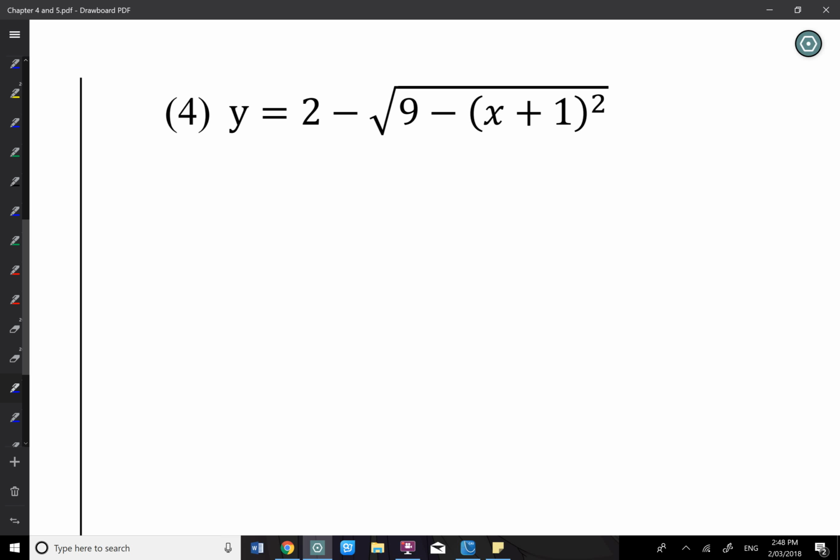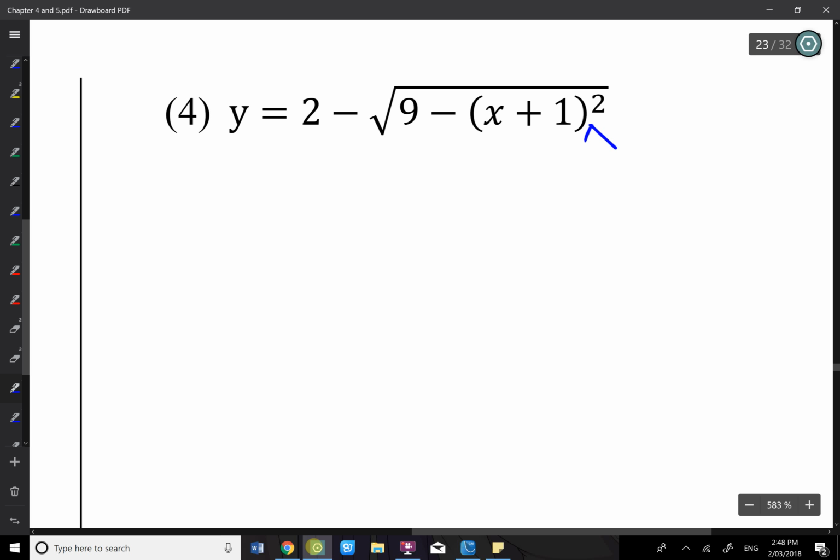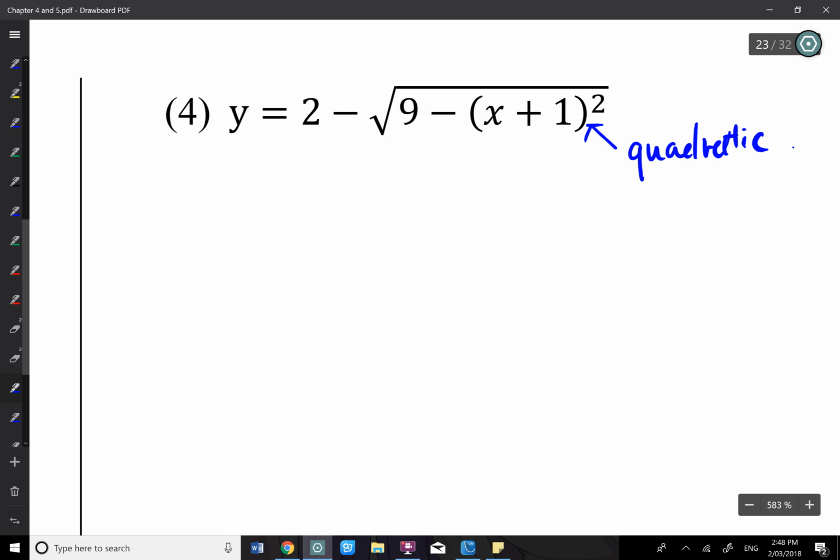A semicircle has a quadratic inside. Okay, that's a quadratic inside. For a square root function, that's a linear inside. We only have 2 functions with square root: one is the semicircle and the other one is the square root.